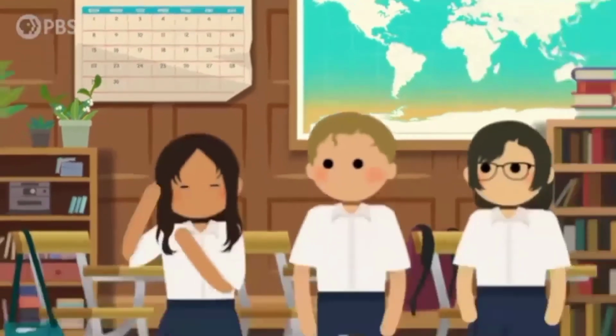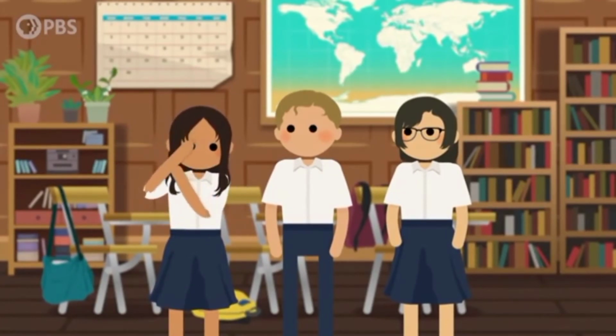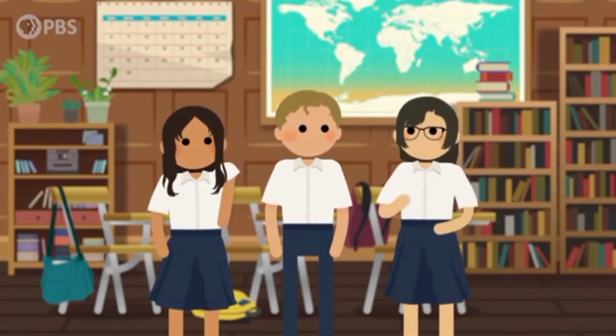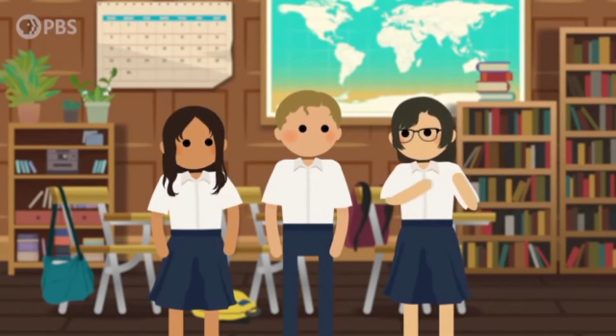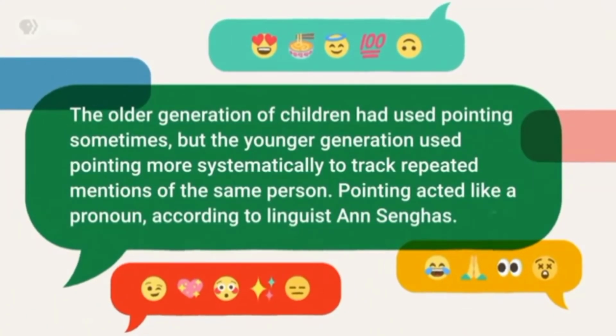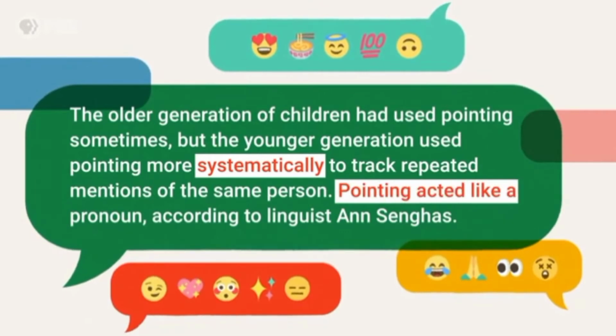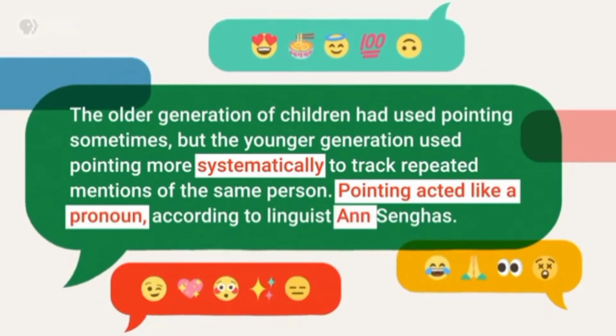The next generation of deaf children who arrived at the school were exposed to this intermediate communication system and took it a step further. They made it into a full-fledged language, one that had a complex and systematic grammar like any other language. The older generation of children had used pointing sometimes, but the younger generation used pointing more systematically to track repeated mentions of the same person. Pointing acted like a pronoun, according to linguist Ann Senghas.